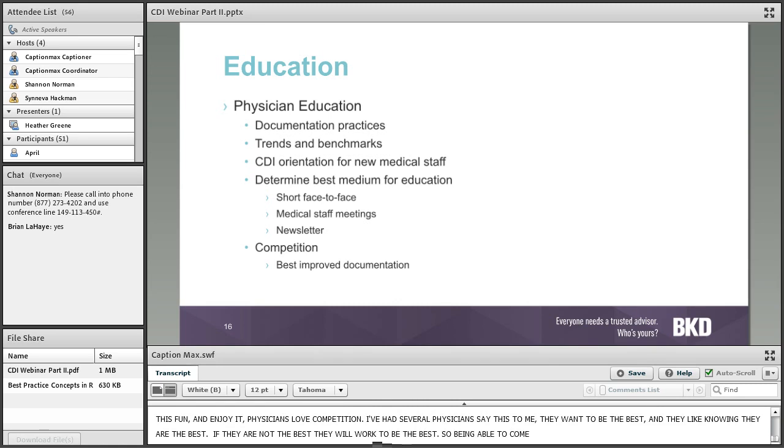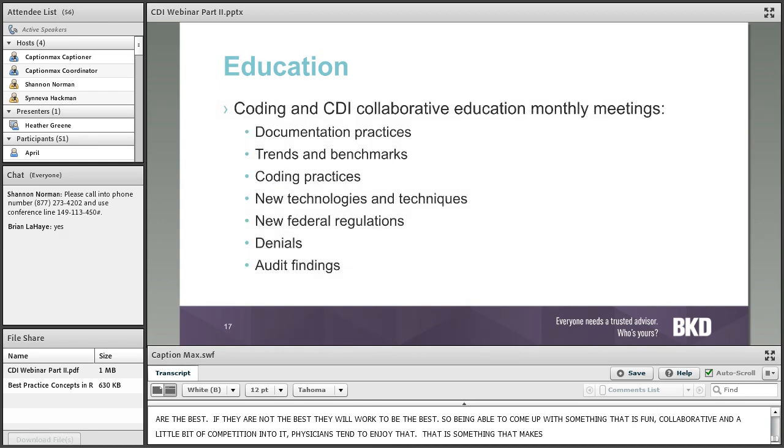Competition, again: if you can make this fun and enjoy it, physicians love competition. I've had several physicians say this to me. They want to be the best, and they like knowing they're the best. And if they're not the best, they will work to be the best. So being able to come up with something that is fun, collaborative, and has a bit of competition in it, physicians tend to enjoy that. So that's something that makes it just a little easier for them. They're going to need to do it. We might as well do it with a smile on our face.